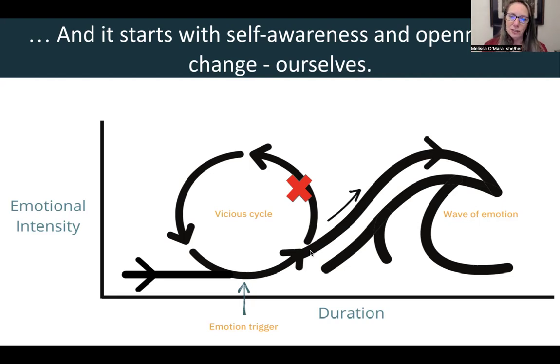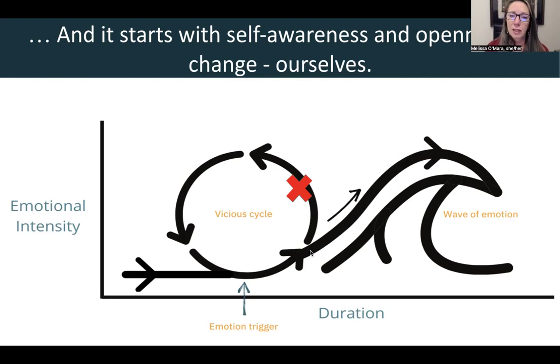And then we can shift into sage mode after riding the emotion. Riding the wave of the emotion, which normally for simple things may only last about 90 seconds. That doesn't mean that the underlying cause of the emotion or the trigger goes away. Think of a death in the family, right? That's not something you're going to recover from in 90 seconds.